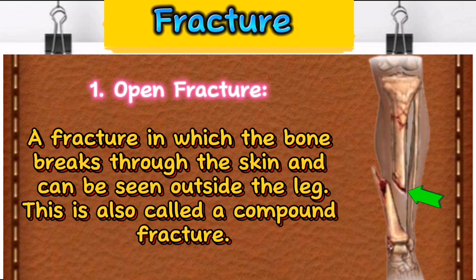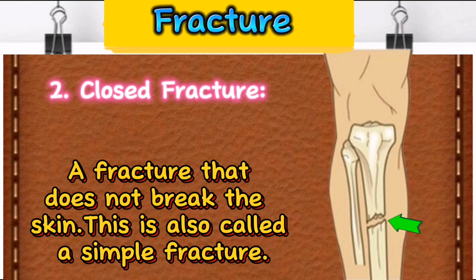1. Open fracture. A fracture in which the bone breaks through the skin and can be seen outside the leg. This is also called a compound fracture. 2. Closed fracture. A fracture that does not break the skin. This is also called a simple fracture.